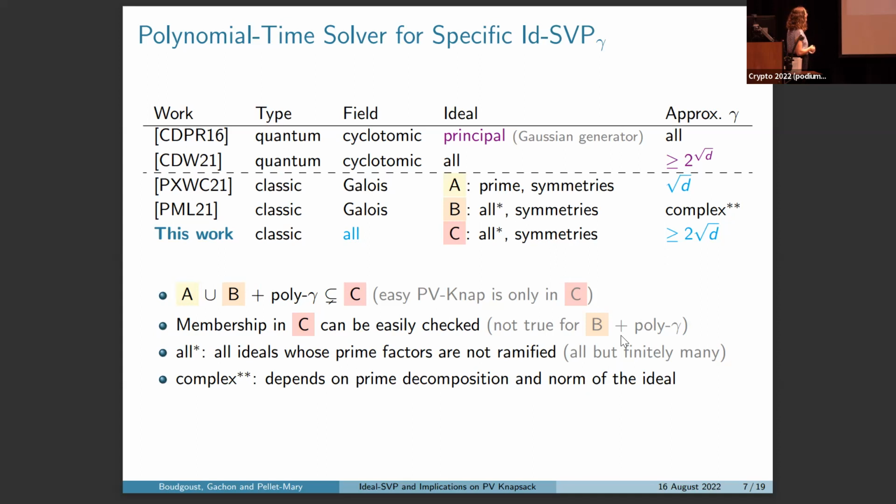And so the first one is due to Pan and co-authors, and they show an efficient solver for prime ideals that have additional symmetries. I will explain later what I mean by symmetries, where the approximation factor is quite decent with square root of the field degree. And then later, Porter and co-authors improved upon this by applying it to all ideal lattices with symmetries.